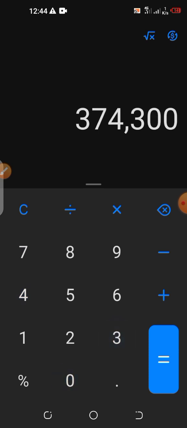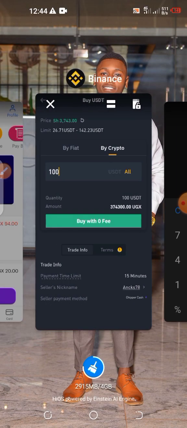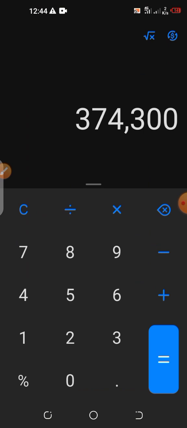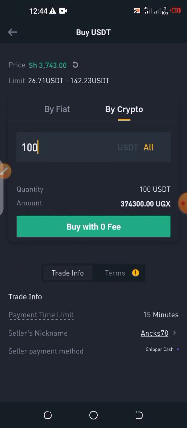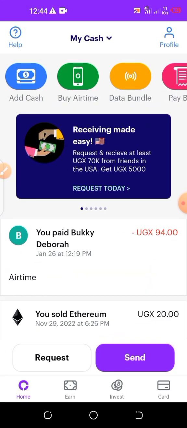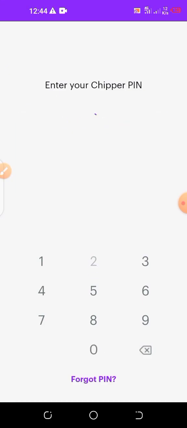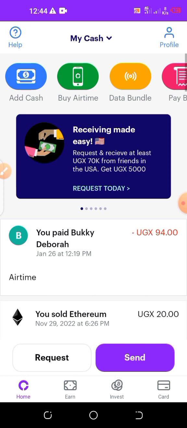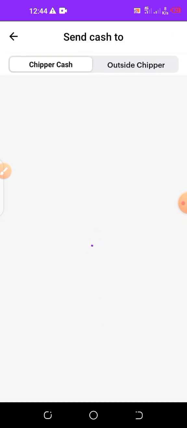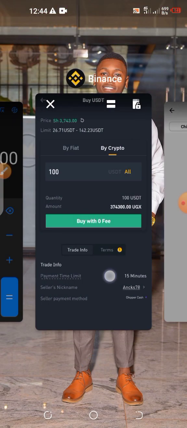374,300. So that's the amount you're paying in UGX, you understand, to buy 100 USDT. So let's go. After doing that, remember you're going to buy and come to Cheaper Cash here, then you'll be able to send this person money. In Cheaper Cash, you just have to search for the tag name of that person, which will be the tag name, or the details will be provided.